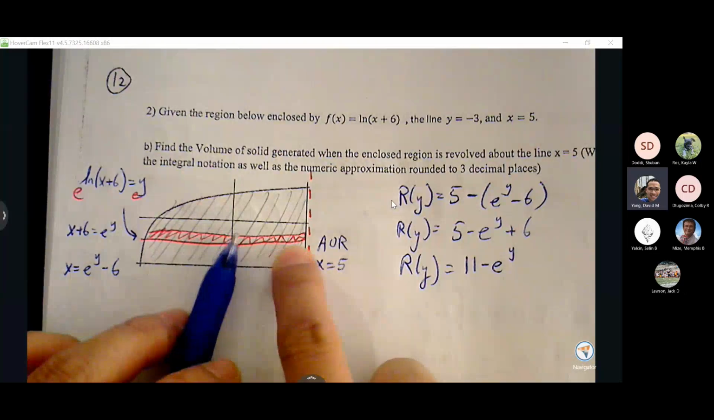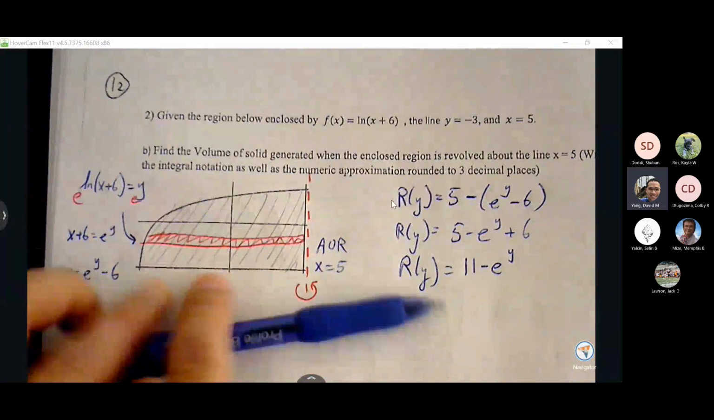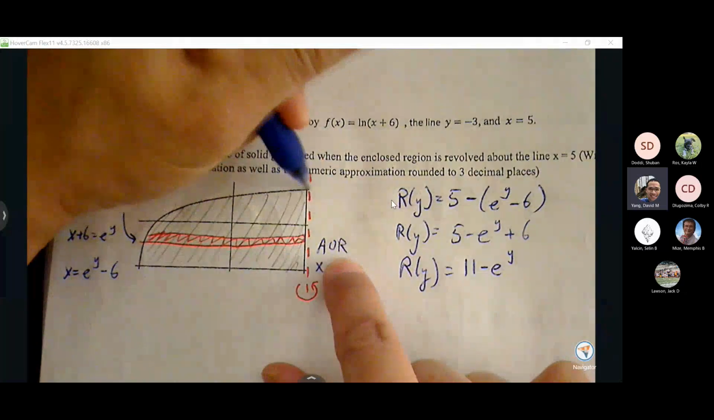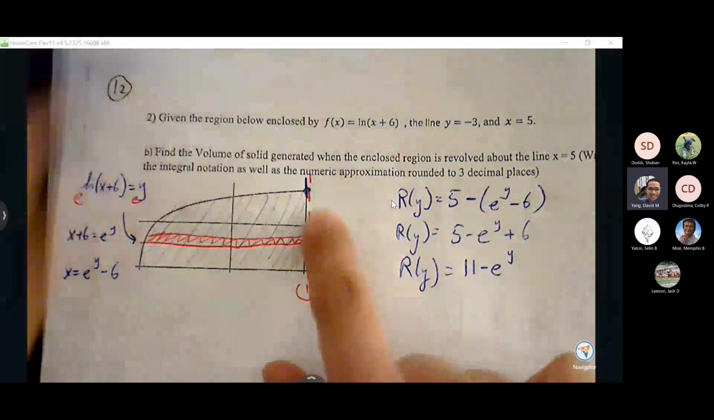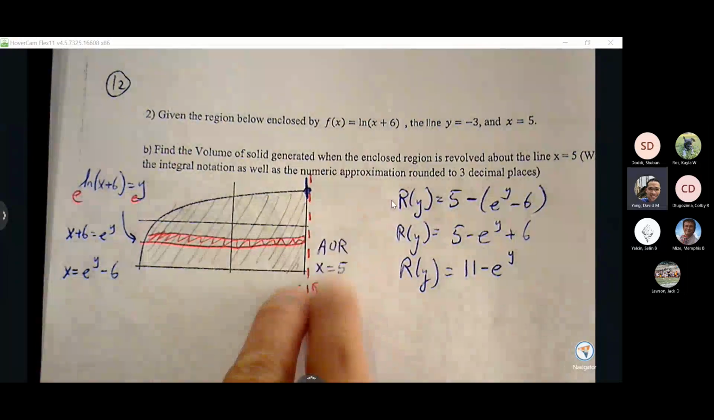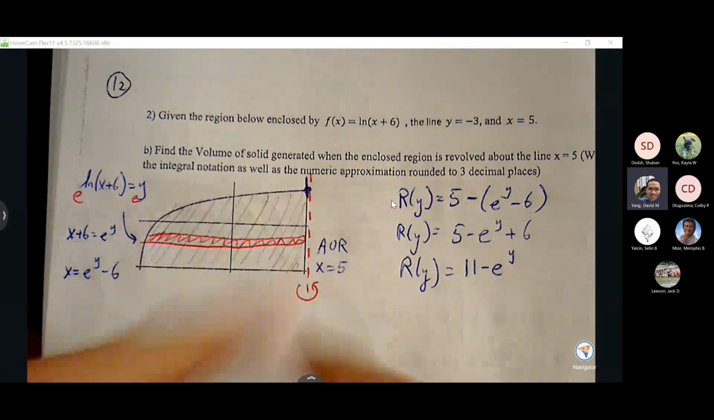Okay, so imagine stacking these horizontal rectangles from the lowest to the highest y value. The lowest y value is easy to spot. This is going to be this y equals -3. Now the highest y value is going to be this intersection between the curve and x equals 5. Now you're not going to be able to graph this vertical line and the curve and find that intersection.